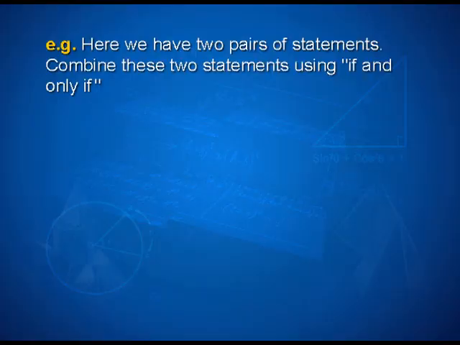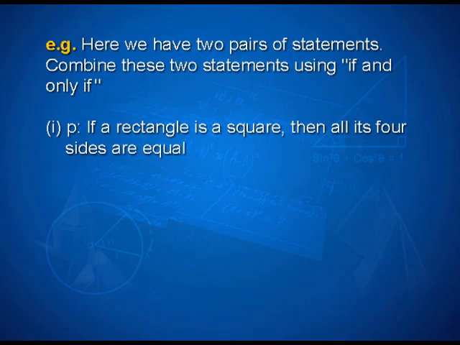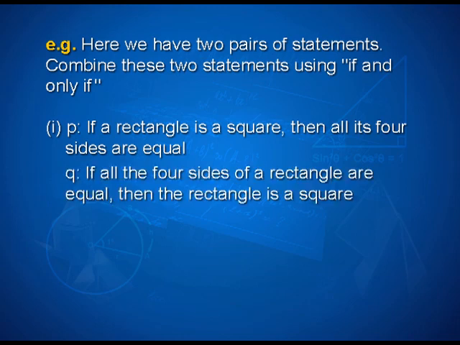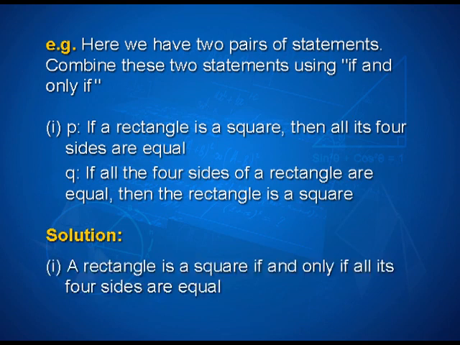Let us take up one example to understand this. Here we have two pairs of statements. Combine these statements using if and only if. First, P: if a rectangle is a square, then all its four sides are equal. Q: if all the four sides of a rectangle are equal, then the rectangle is a square. Now, for the solution, a rectangle is a square if and only if all its four sides are equal.